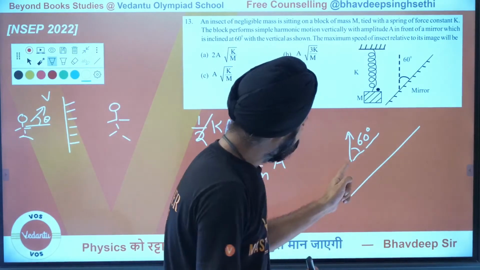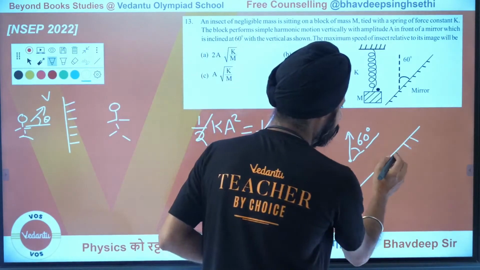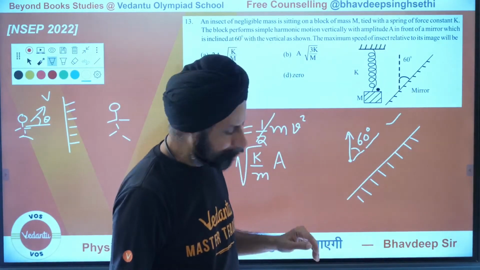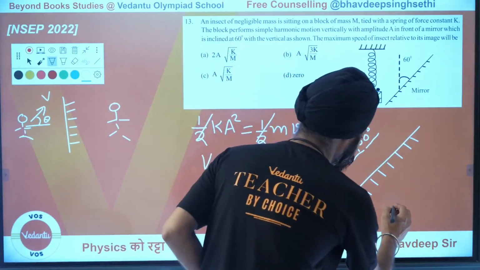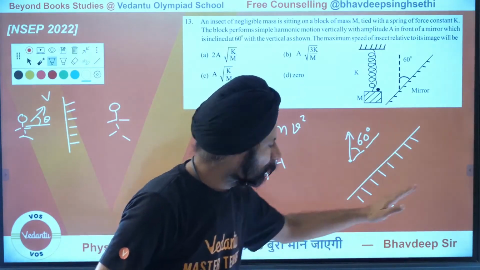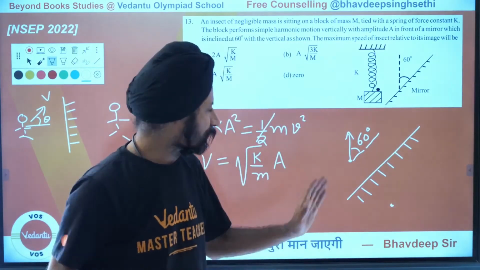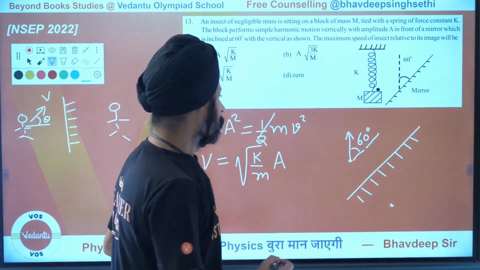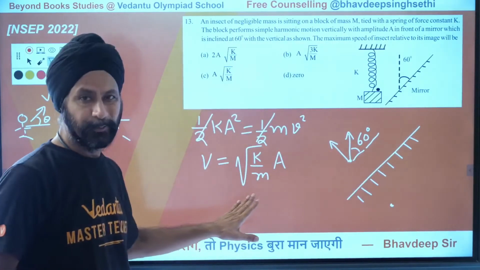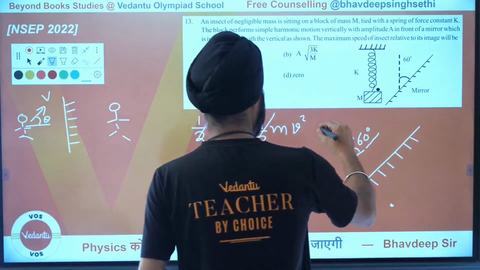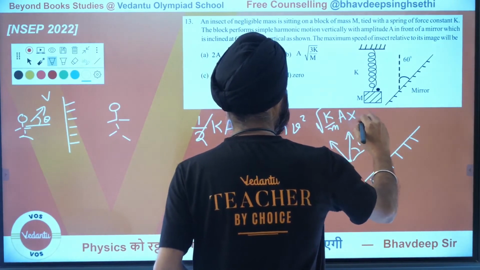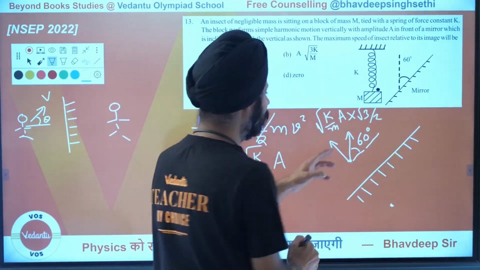So wouldn't this velocity, so this is the mirror, so that velocity cos component doesn't contribute to any motion because its image is here. So when the insect's velocity, this component doesn't contribute any relative motion with respect to the image. This one contributes. So what is this velocity? This velocity is sine 60 of this value. So what is that value? That is square root of k by m times a times root 3 by 2. That sine 60 is root 3 by 2.